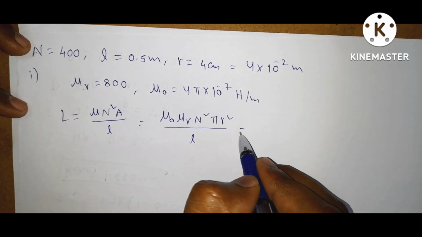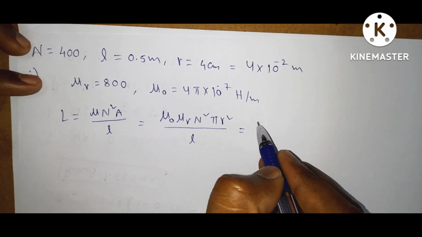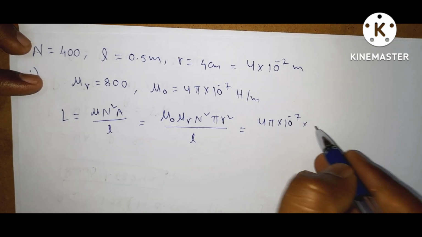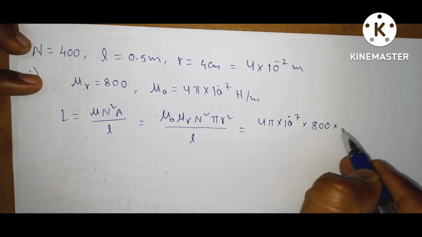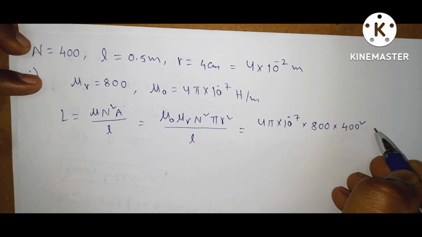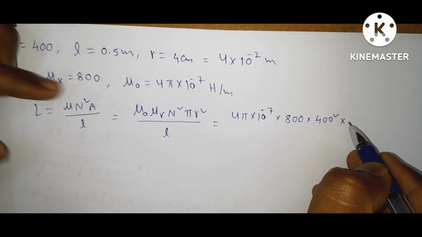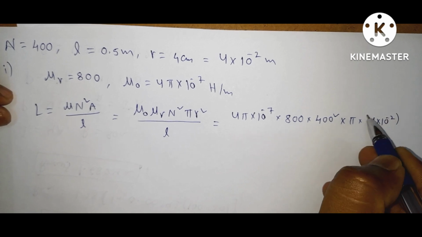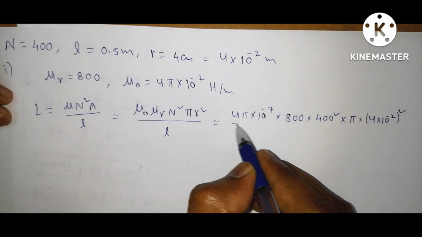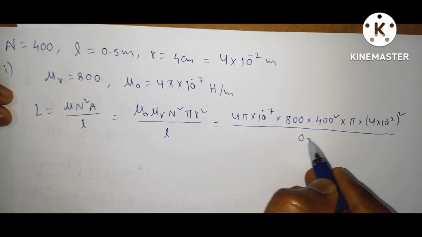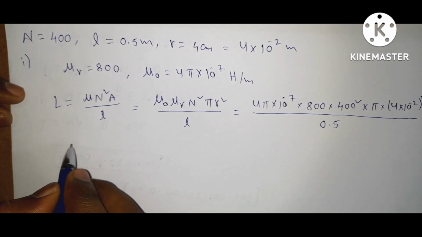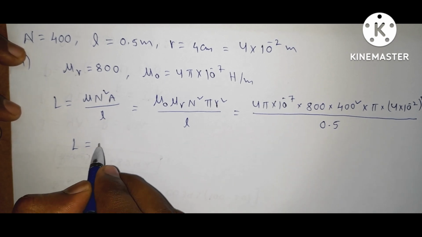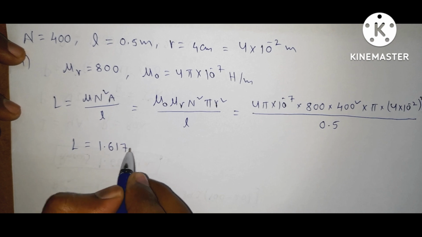Substitute these values in this equation. You will get 4 pi into 10 power minus 7 into 800 into 400 square into pi into (4 into 10 power minus 2) whole square, divided by the length value 0.5. So what is the inductance? If you solve this, you will get 1.617 Henry.